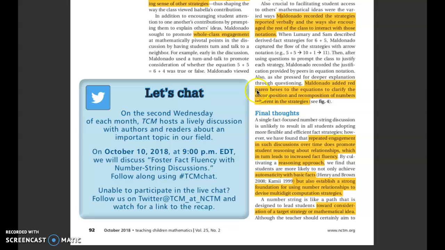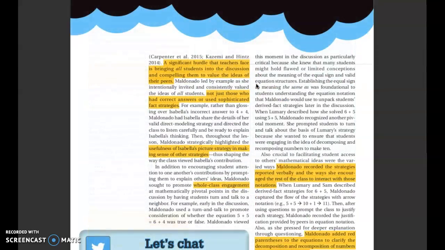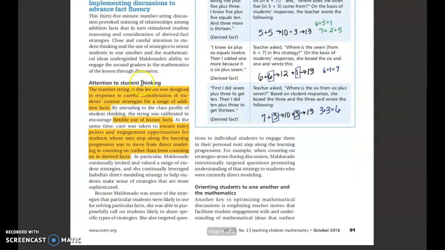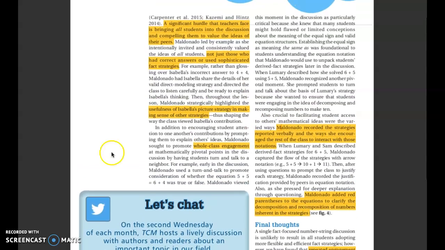Here the article discusses how the number string lesson was carefully, oops, sorry, I went too far. Go back. Was carefully designed for the specific group of students. It points out that care was taken to ensure entry points and engagement opportunities for students whose next step along the learning progression was to move from direct modeling to counting on. They said that a common problem for teachers is bringing all students into the discussion and finding value in their peers' ideas.